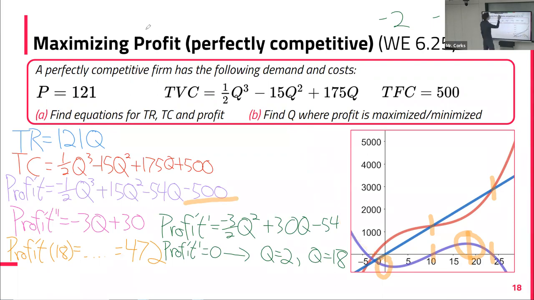What about minimum? We have a minimum point happening where Q is equal to 2 happening here. So this is also a local minimum. What is the lowest possible profit? Where does that happen? And Q equals 2, is that the minimum possible profit? Is that the lowest possible profit?